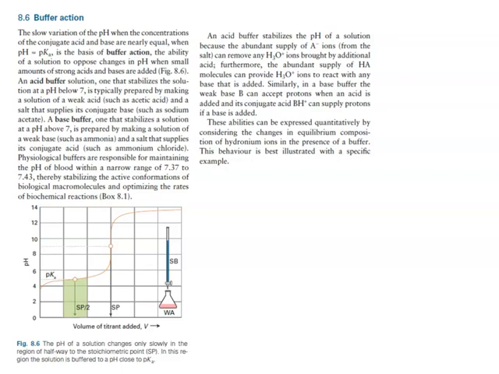Physiological buffers are responsible for maintaining pH of blood within a narrow range between 7.37 to 7.43, where stabilizing the active conformations of biological macromolecules and optimizing the rates of biochemical reactions are incredibly important.